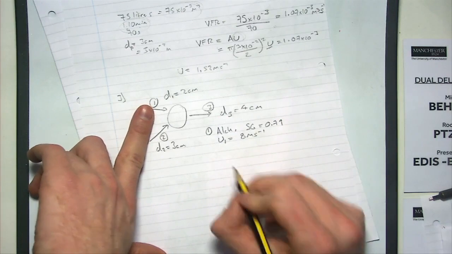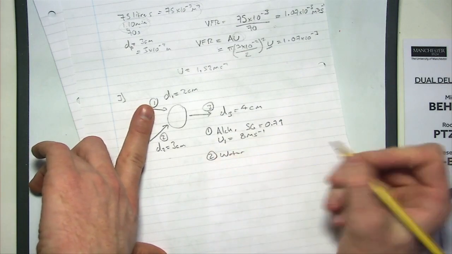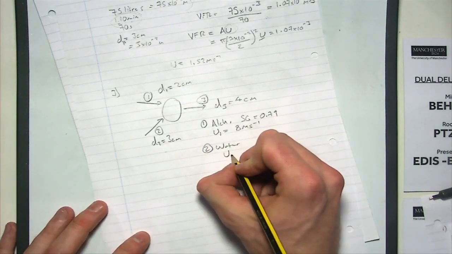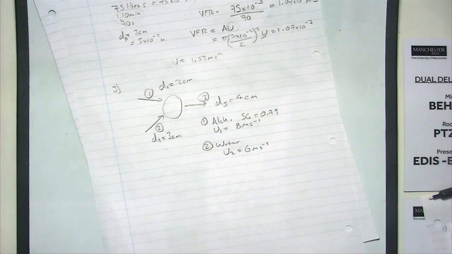Okay, and then through pipe 2, we have water, which has a specific gravity of 1. And that's coming in at 6 meters a second. So U2 is equal to 6 meters a second. And we're saying, assuming that the two fluids are thoroughly mixed within the chamber, i.e. that they are now homogeneously mixed, and therefore their specific gravity kind of mixes up. Calculate the exit velocity and the specific gravity at section 3.